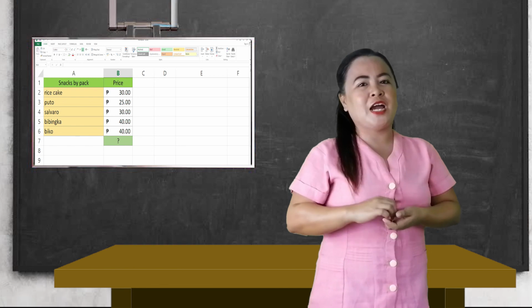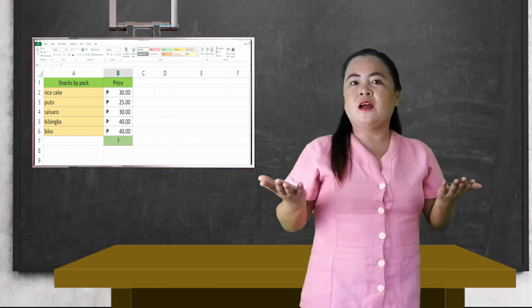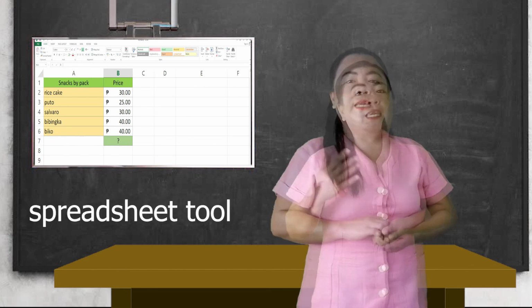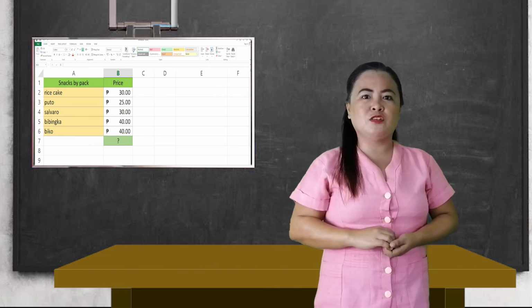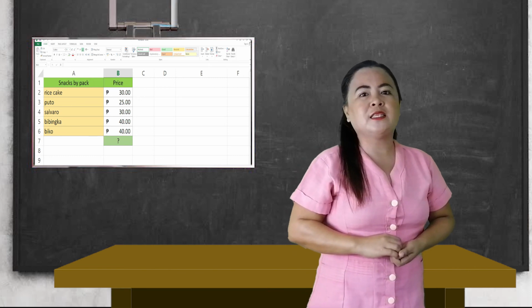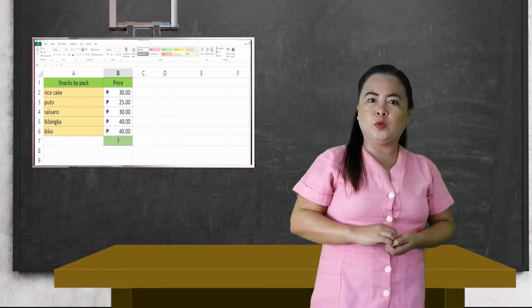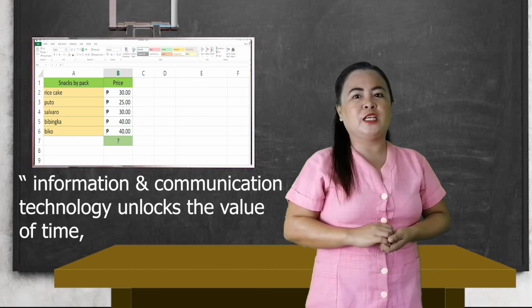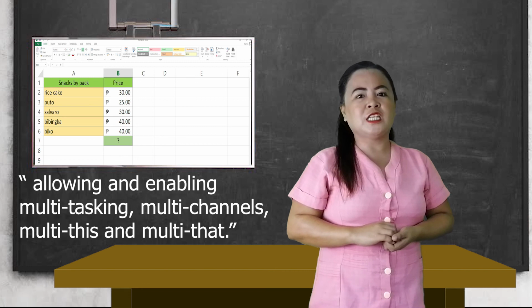Today, we learned how to analyze information using ICT. We also learned how to use the appropriate functions and formulas in spreadsheet tool. Kids, let us remember that knowing and applying your knowledge in using Microsoft Excel is a vital skill in today's modern generation. As it was said, and I quote, "Information and communication technology unlocks the value of time, allowing and enabling multitasking, multi-channels, multi-this and multi-that."